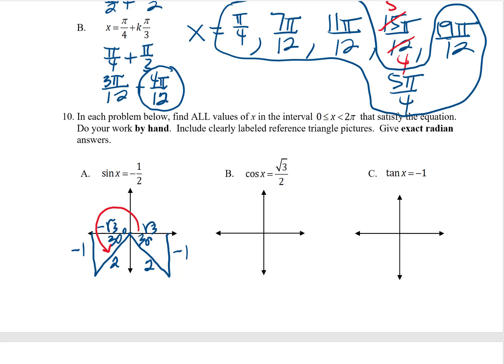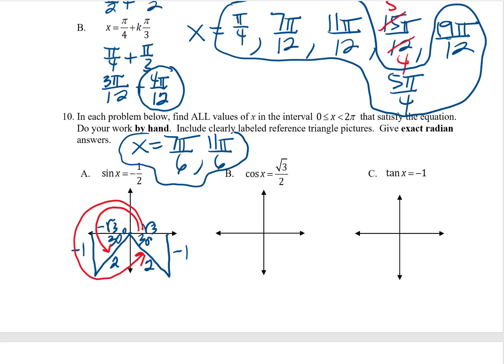Looks like it's 180 plus 30, 210 degrees, otherwise known as 7 pi over 6. And the other angle is a fourth quadrant angle, 30 degrees short of 360. That would be 330 degrees, which is 11 pi over 6. It's all about the pictures, thinking about the quadrants. Here are the only two angles between 0 and 2 pi that make that equation true.